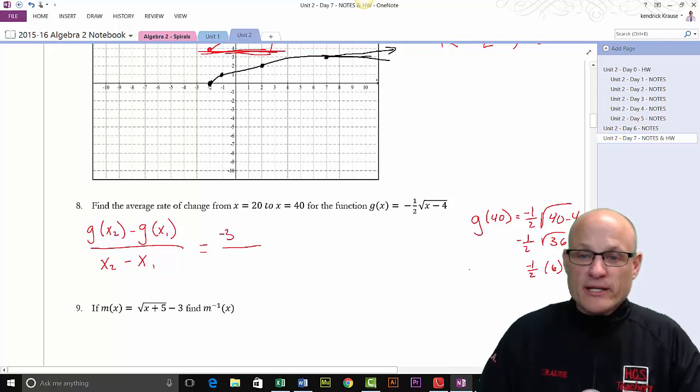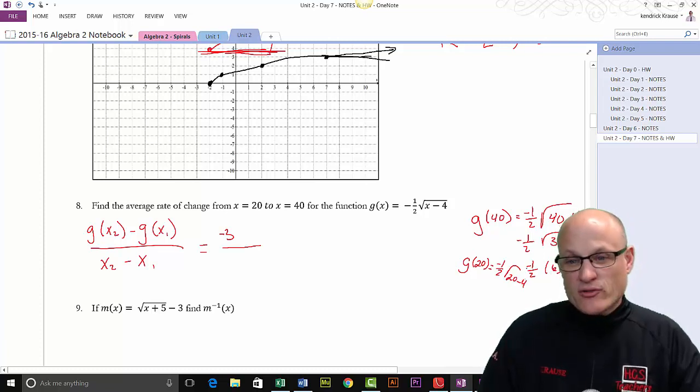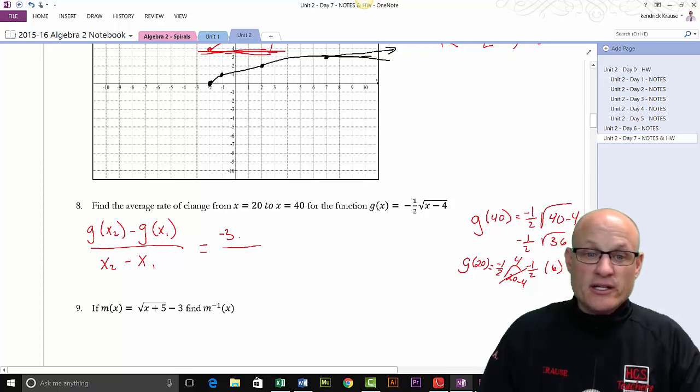Now I'm going to do 20. g of 20 is equal to negative 1/2 the square root of 20 minus 4, which is 16. And the square root of 16 is 4. And negative half of 4 is negative 2. So we're doing negative 3 minus negative 2, all over 40 minus 20.